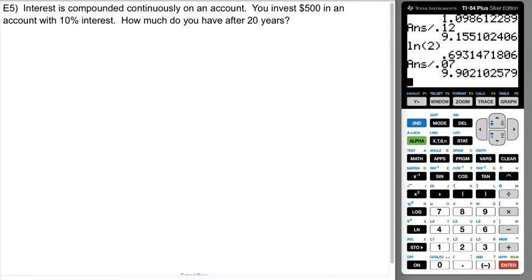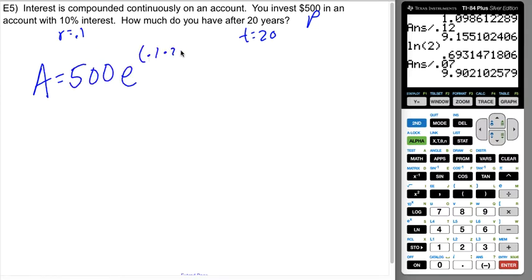All right, so let's try an E5. Interest is compounded continuously on an account. You invest $500, that's your principal, with a 10% interest rate, so that's 0.1. And you're told the time is 20 years. So here you're trying to find the amount, right? The unknown is not the time. So A equals Pe^(0.1 times 20), right?